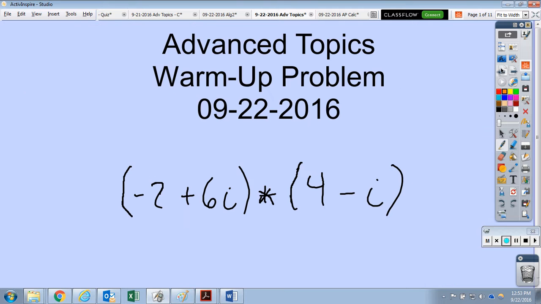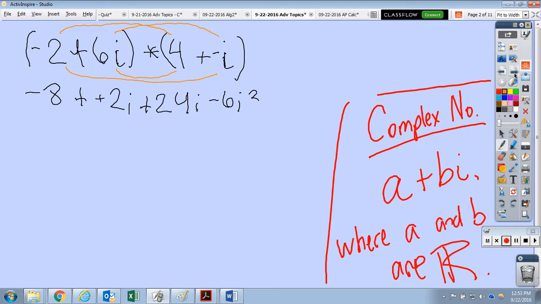Let me check the original problem. Negative 2 times 4 is negative 8. Guys, let's quit talking, please. Negative 2 times negative i is positive 2i. 6i times 4 is 24i. And 6i times negative i is negative 6i squared.